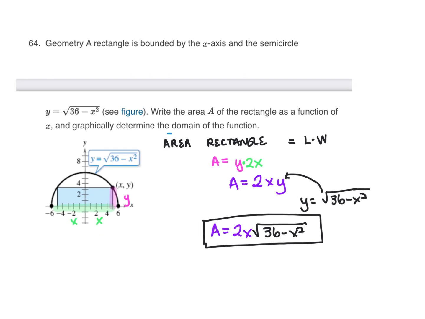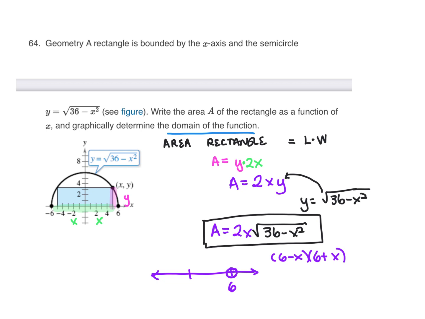Now the last part is to look for the domain of the function. It's a semicircle. If we just take a look at a number line, you can factor 36 minus x squared as 6 minus x times 6 plus x. So if we plug in 6, we're going to get 0. Now we can't have 0 because then it wouldn't make a rectangle. So I'm going to make that an open circle.